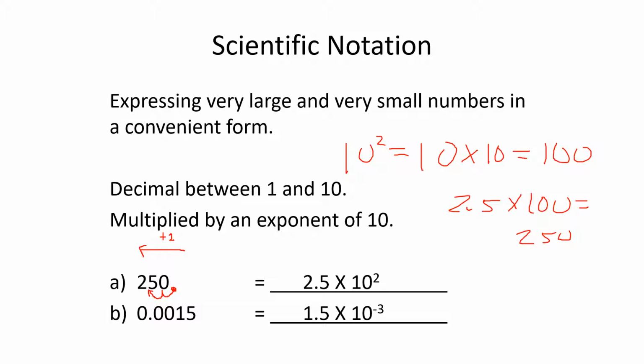So here we got 0.0015, and we're going to move the decimal point 3 spaces that way to get to a number between 1 and 10. So that's going to be a negative exponent. So 10 to the negative 3 equals 0.001, 1/1000.